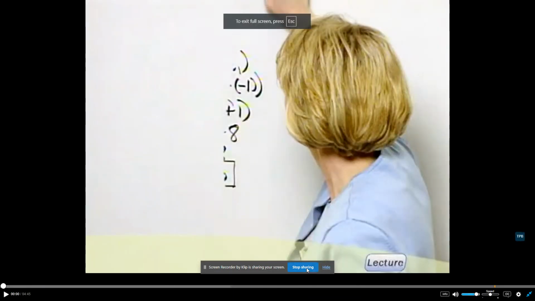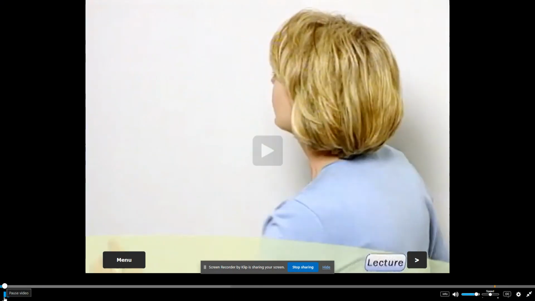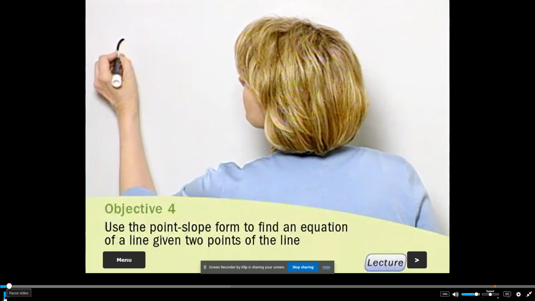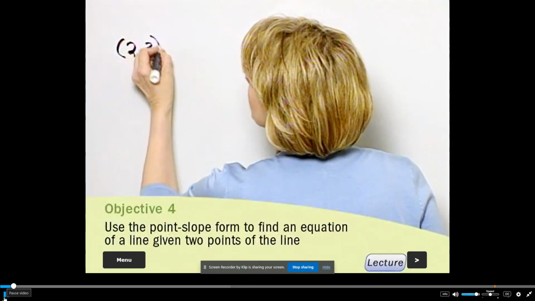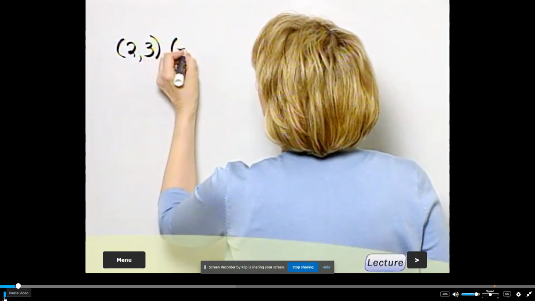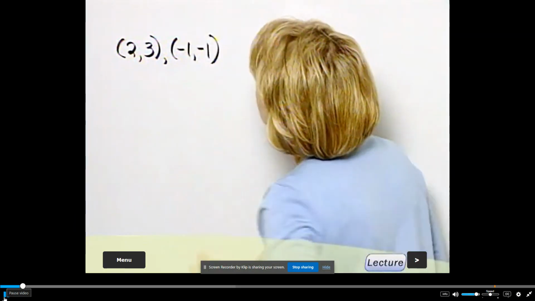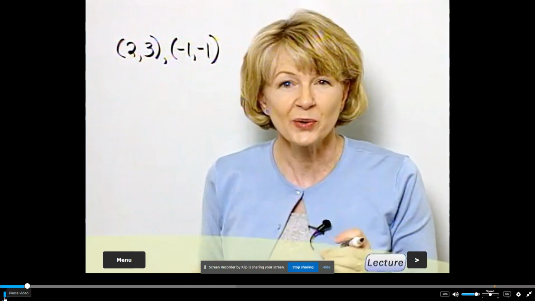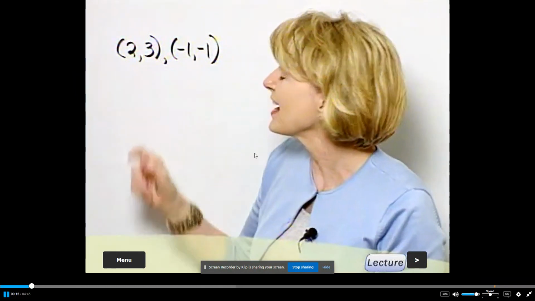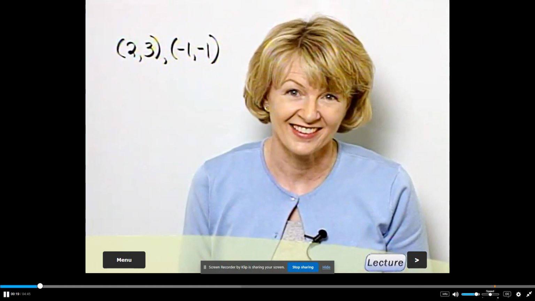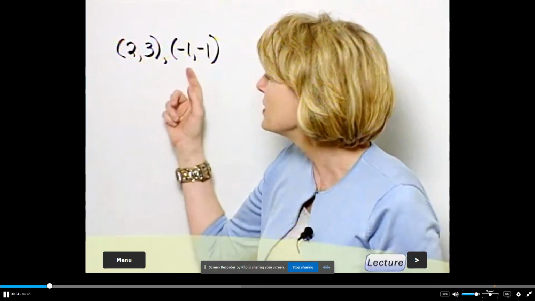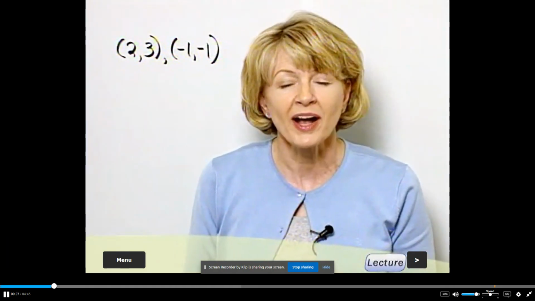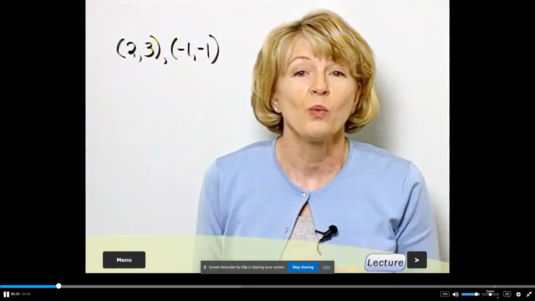Okay, this is the last section for this part. Let's suppose I'm given 2 points, (2, 3) and (-1, -1). Do you agree that if I tell you there's a line going through these 2 points, I've uniquely defined a line? I'd like to now write an equation of the line through these 2 points. So how can we write an equation of the line? What form can we use to do so?